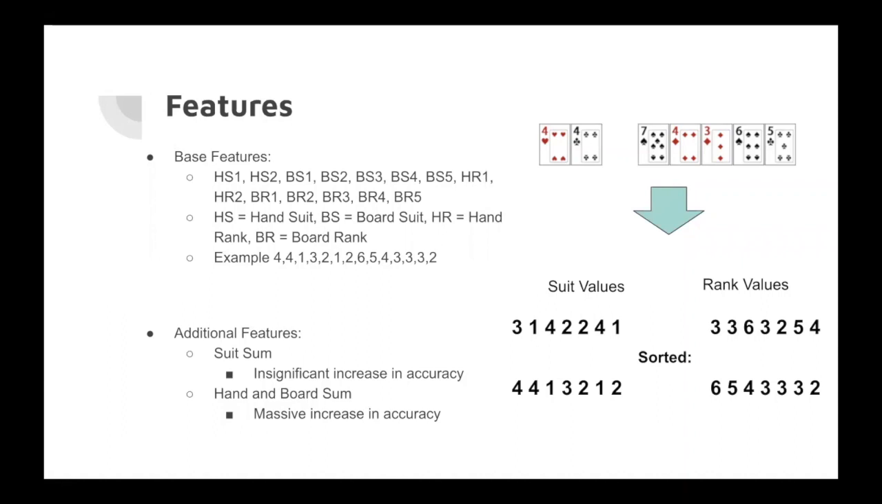The features we used for this hand were the 7 suits and 7 ranks of the cards. The ranks would be 1 through 13, and the suits were 1 through 4, and the example is given on the screen. Additional features we used were the suit sum, where we added the total sum of all the suits, and also the hand and board sum, where we added the total sum of the hand and board. However, we noticed the suit sum did not increase accuracy a lot, but the hand and board sum did.